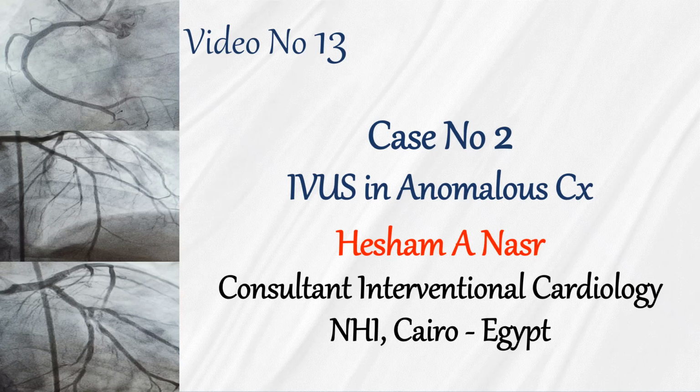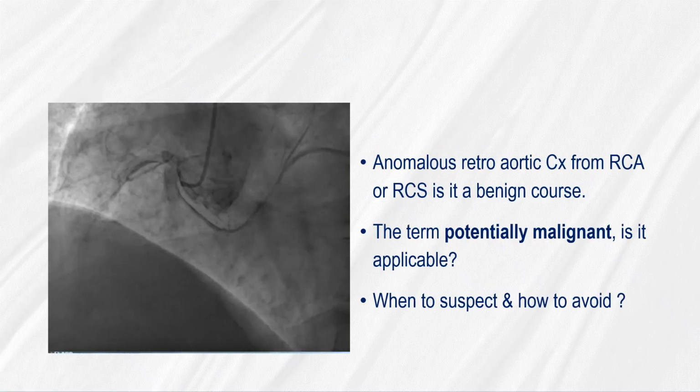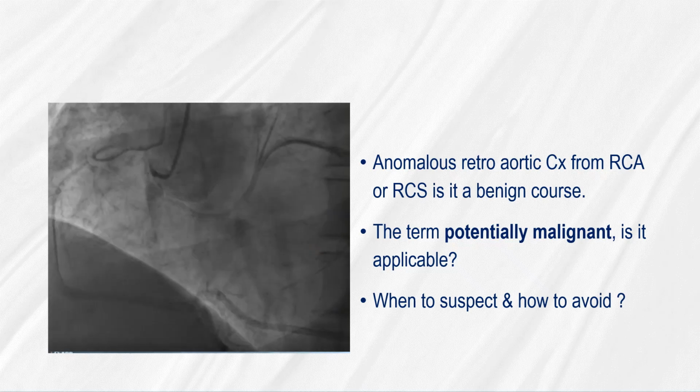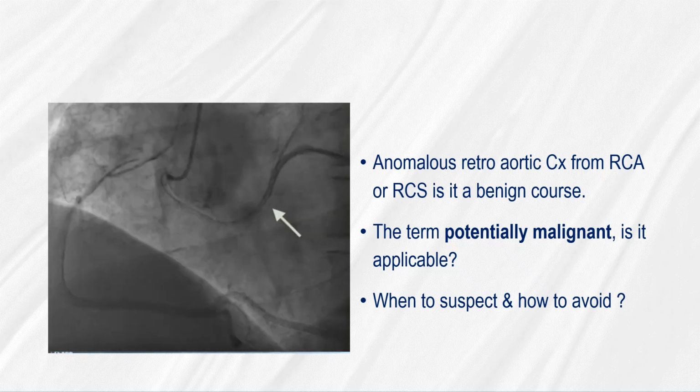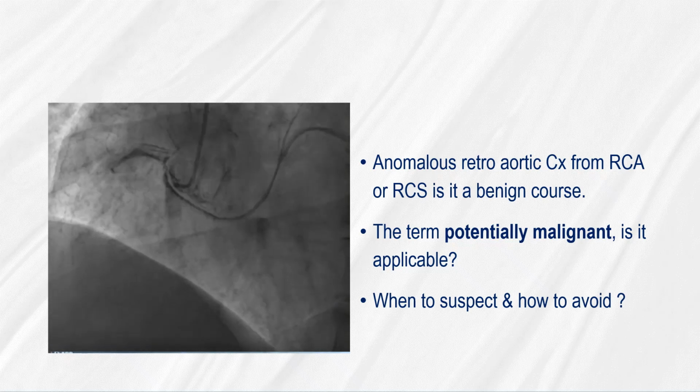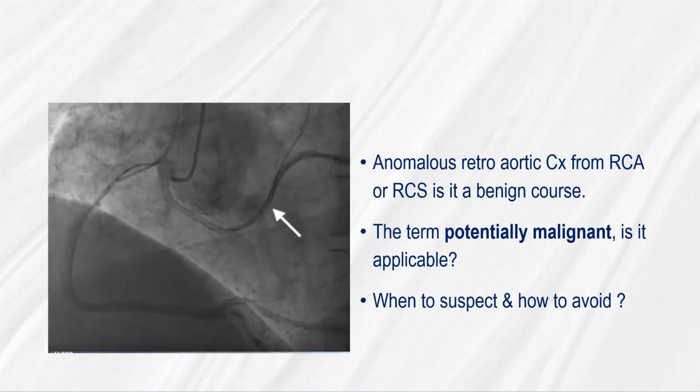Welcome back. Video number 13, case number 2, IVUS in anomalous CX. Anomalous retroaortic CX from RCA or right coronary sinus. Is it a benign course? Is the term potentially malignant applicable? When to suspect and how to avoid?